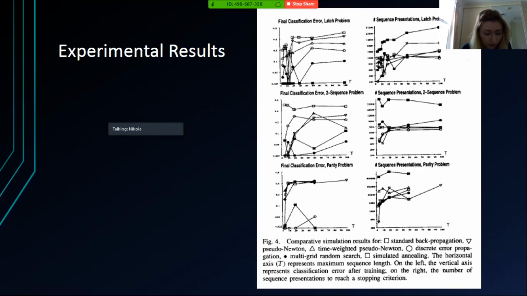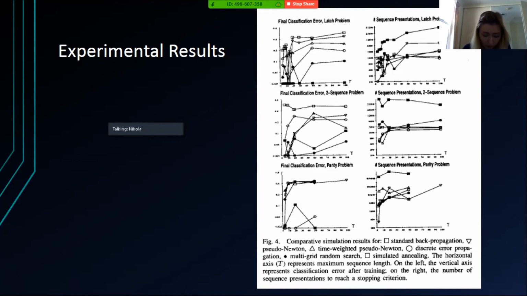The multi-grid algorithm is faster, but it fails on the parity problem, probably because of the local minima. The discrete error propagation, which is the circle, performed reasonably well on all the problems and sequence lengths, and it was the only one, along with simulated annealing, that could solve the parity problem. And it's also much faster, and it seems to be more robust to local minima than the multi-grid random search.